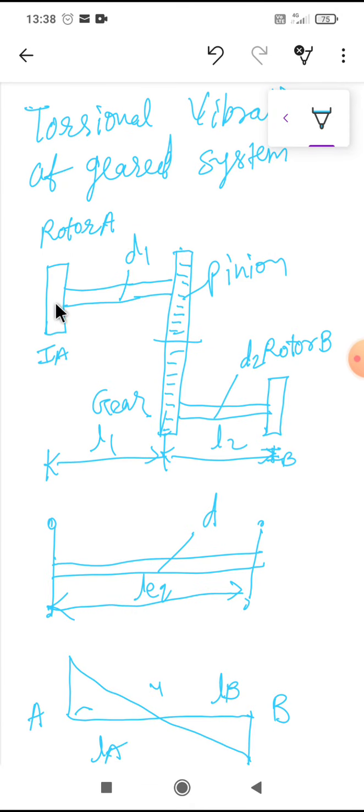So here, kinetic energy. There are two rotors, so we need to add both kinetic energies. First is 1 by 2 IA omega p square. The speed omega is the rotational speed, the angular velocity. This speed will be omega p, the pinion speed, and IA we are using, and for rotor B, IB and omega g square.